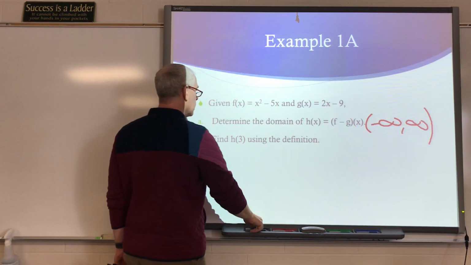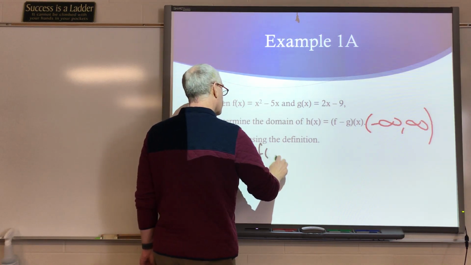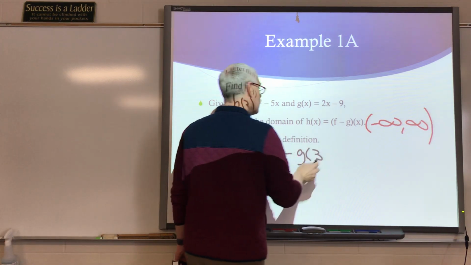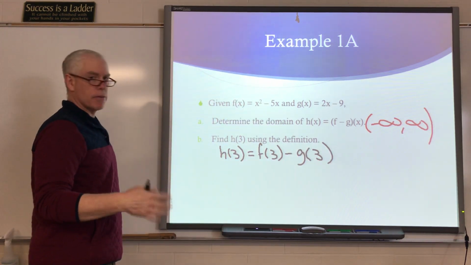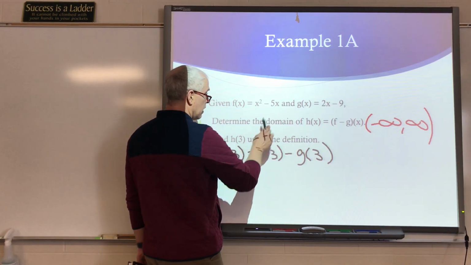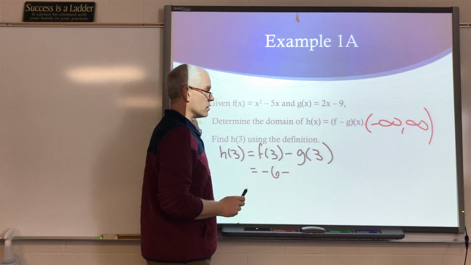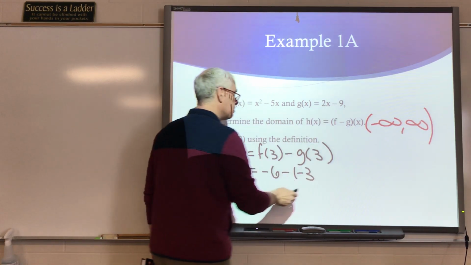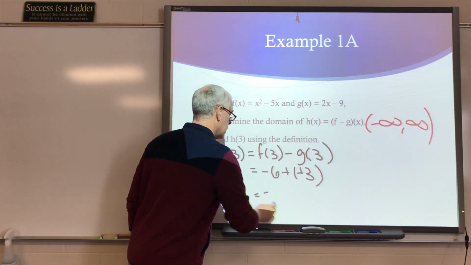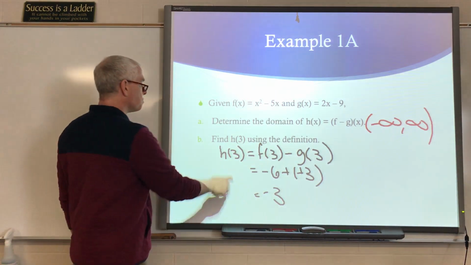Well, the definition then, h of 3 is going to equal f of 3 minus g of 3. Okay? And again, f of 3 means go to the f function, evaluate it at 3. So if I put a 3 into that function, 9 minus 15 is negative 6. And if I put a 3 into that function, 6 minus 9 is negative 3. Negative 6 minus a negative 3, or plus 3, is negative 3. So if you're following along in the book, that's the answer to that first one.